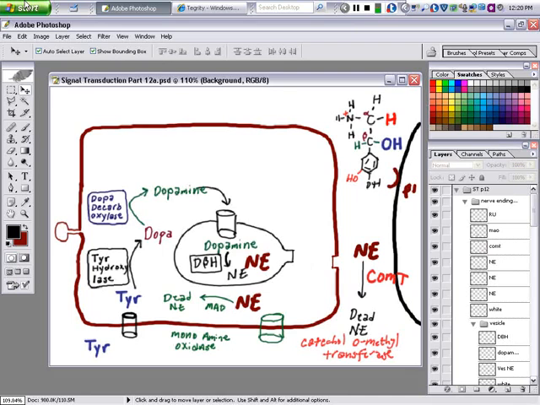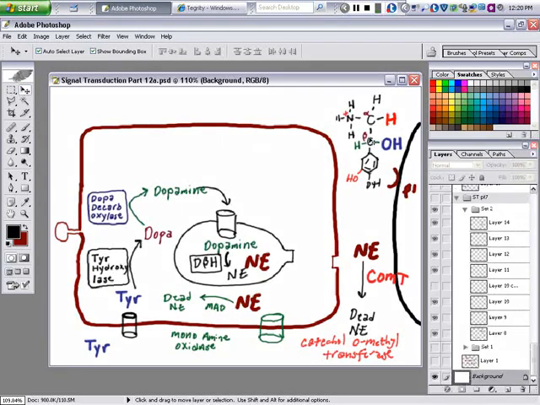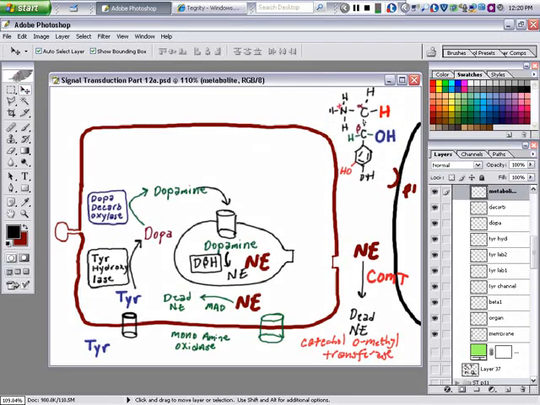To make norepinephrine, which comes out of sympathetic nerve endings, and here we have the structure of norepinephrine, we start with tyrosine. Tyrosine comes through a tyrosine transporter. It's hydroxylated by tyrosine hydroxylase to make dopa, and that's when you make a catechol, when you add this 3-hydroxyl. Dopa is then decarboxylated by dopa decarboxylase to make dopamine, and so we remove the alpha carboxyl group.